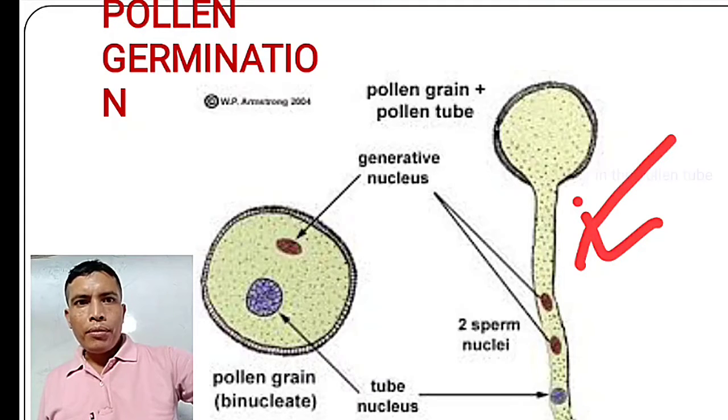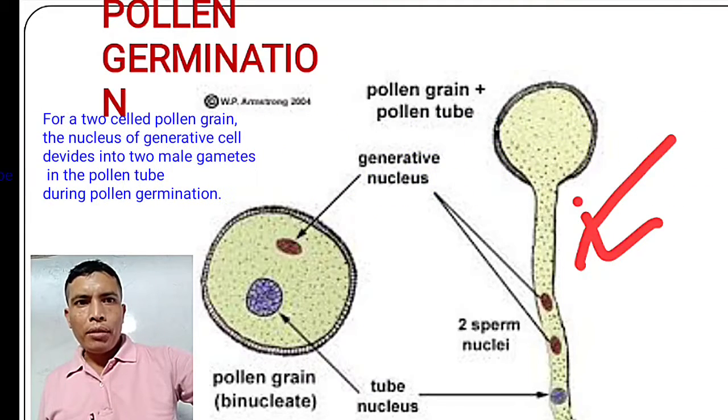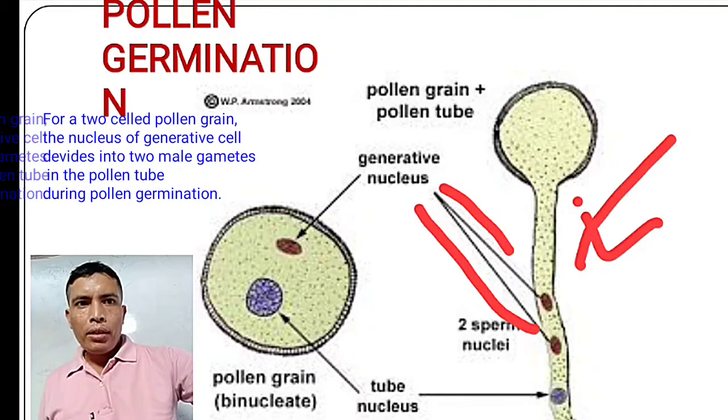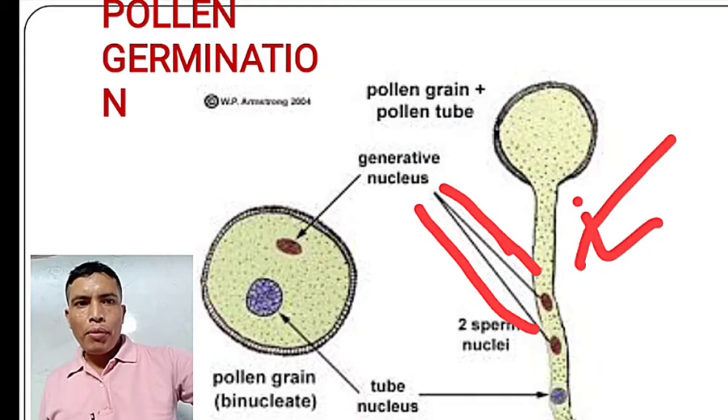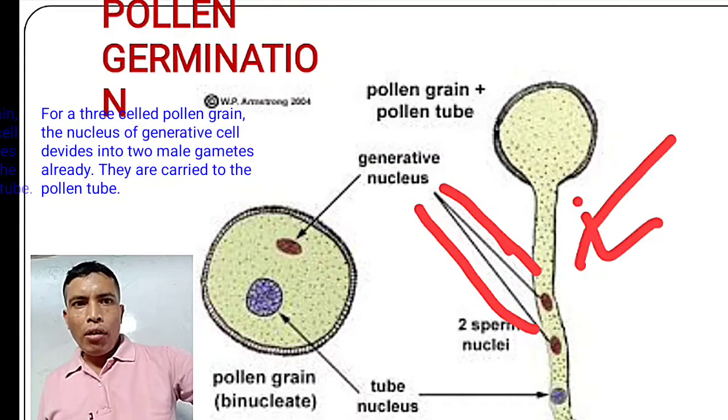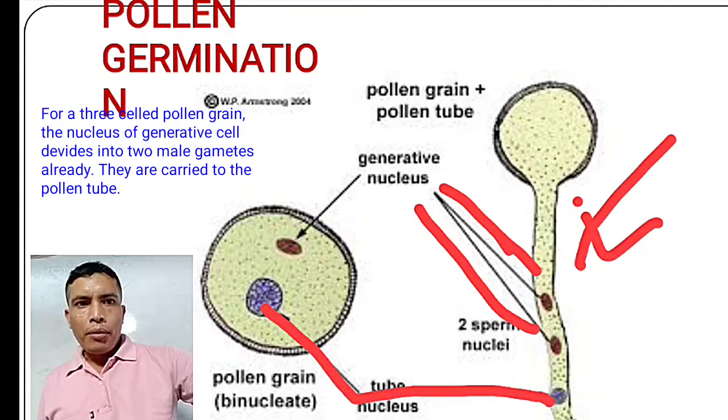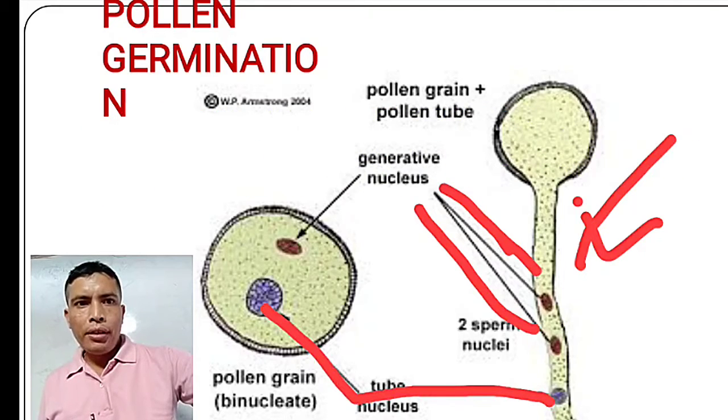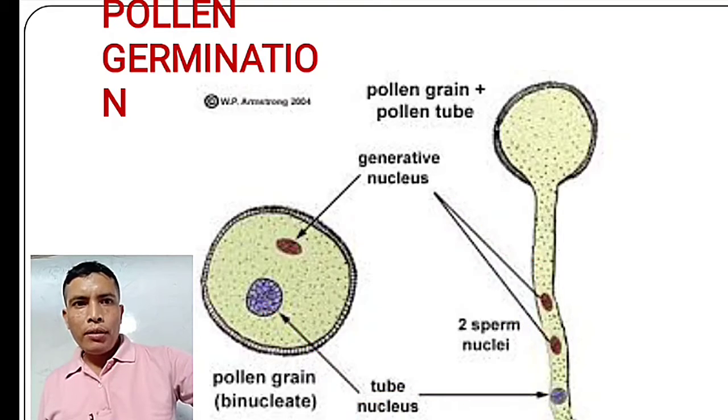The nucleus of the generative cell divides into 2 male gametes when the pollen tube enters the stigma. These are the 2 male gametes, and the nucleus of the vegetative cell will be present here, which is known as the tube nucleus.